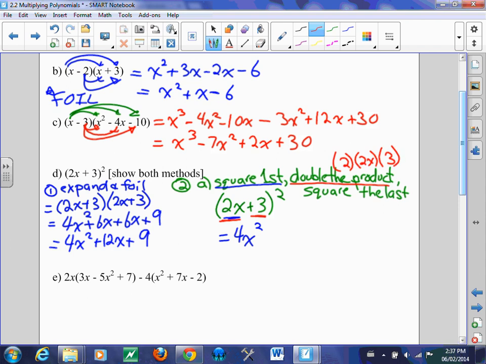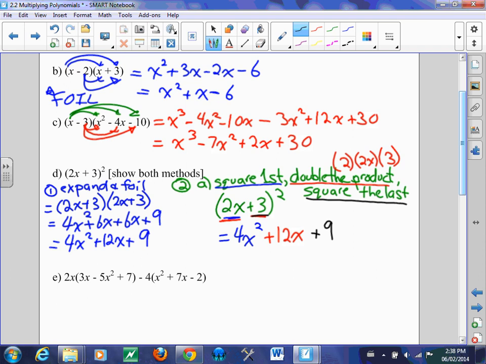Calculating that through, that's going to be 12x. Okay? And then the last step, ladies and gentlemen, is to square the last. So you just take 3 and you square it, it's going to be plus 9. So, ladies and gentlemen, it saves you 3 lines here. Well, 2 lines, actually. Okay? So, I would recommend you try adopting this, ladies and gentlemen, to get that.